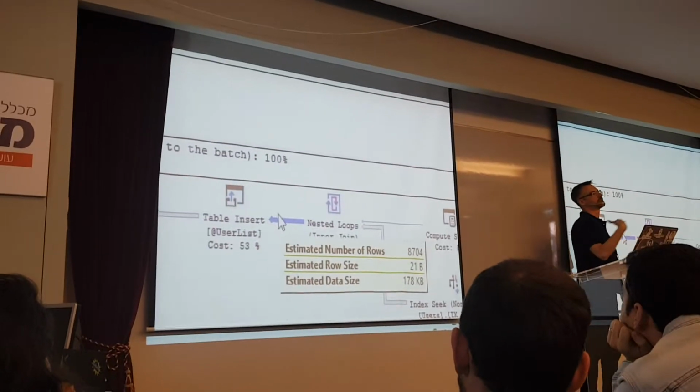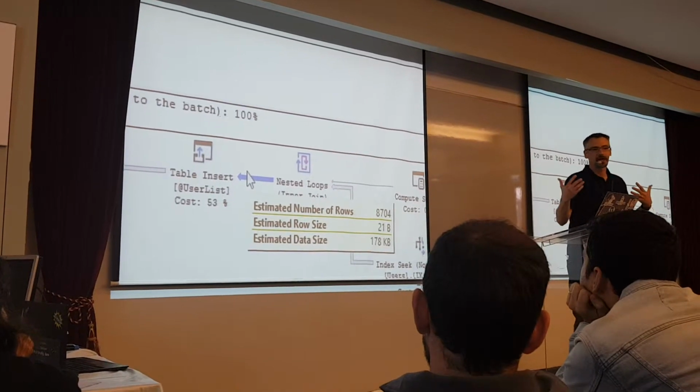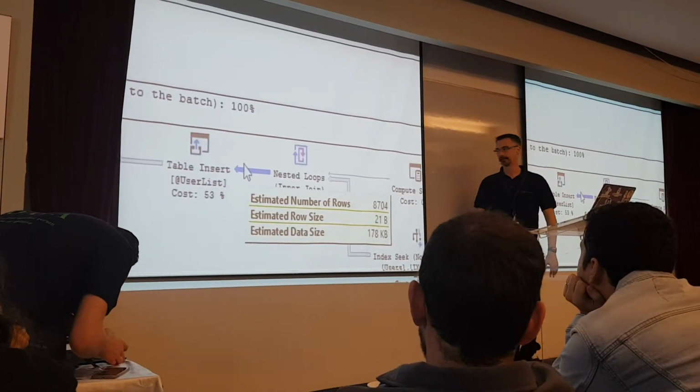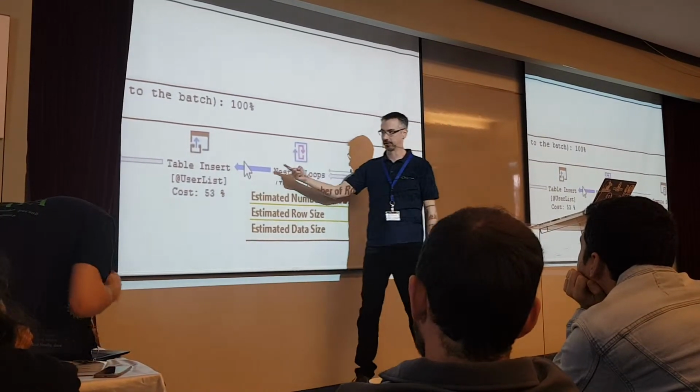8,704. I always use a guy's voice for SQL Server because he's dumb and he's stubborn and he refuses to ask for directions. Trust me, I got this. And he doesn't usually got this. So estimated number of rows, I'm putting 8,000 into this table variable.